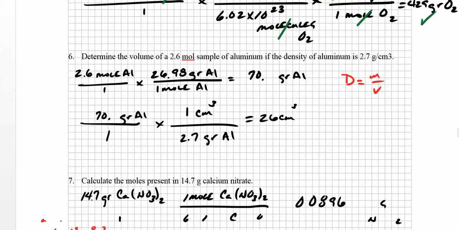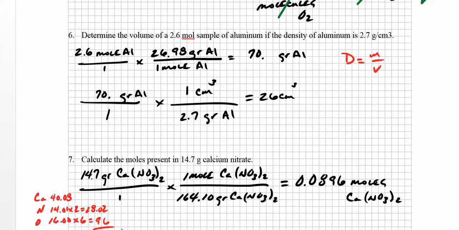Let's look at number 6. Determine the volume of a 2.6 mole sample of aluminum if the density is 2.7. A little bit different than what we're used to, but we'll work our way through it. That's what I've been given, a 2.6 mole sample of aluminum. They're telling me also that the density is 2.7 grams per cubic centimeter. That's a ratio that I'll need to solve this problem. They want me to determine the volume this time. Never done that before, so let's see how this is going to work out.